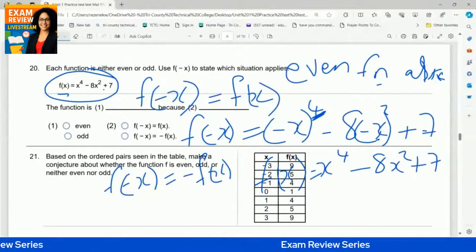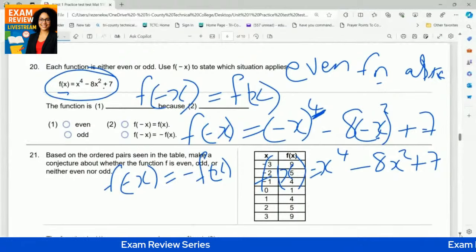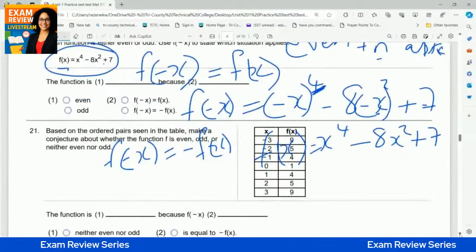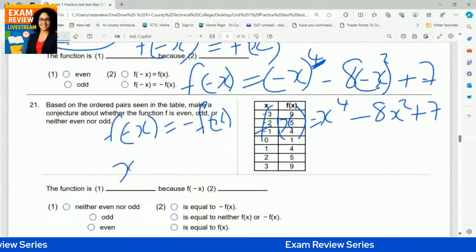So let me look for one. If I don't see one, you can figure that out. Every odd function has origin symmetry. Well, sometimes students ask, okay, what about x-axis symmetry?